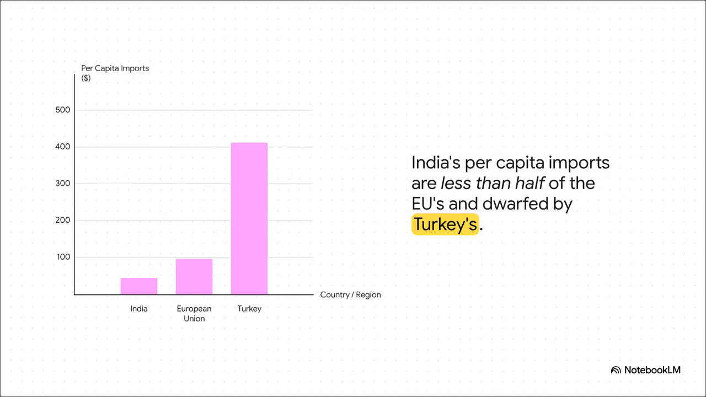And this is where the comparison just completely flips the script. Look at this. India's per capita import from Russia, that $45, is less than half of the European Union's average. And then you look at Turkey, and it's just blown out of the water. Turkey's figure is over $400 per person. So all of a sudden, the story isn't about India's huge total trade volume anymore. It's about its surprisingly modest engagement when you look at it person by person.